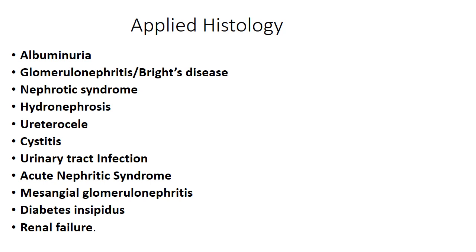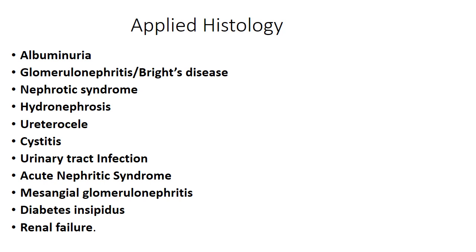Then there is Bright's disease or glomerulonephritis. Infection of renal glomeruli is known as glomerulonephritis. The nephrotic syndrome is a defect in glomerular basement membrane. There is disorganization of podocyte process, and it causes massive proteinuria, hypoalbuminemia. Then there is edema, hyperlipidemia, lipiduria and hypercoagulability in the nephrotic syndrome.